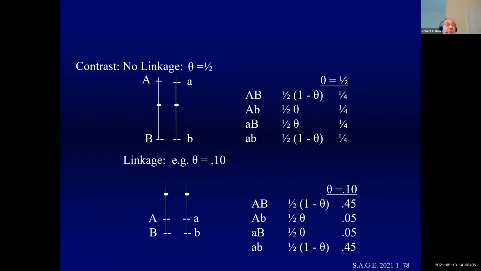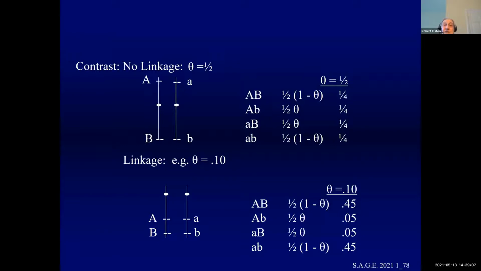But contrast this now with linkage. And let us suppose, for example, that the recombination fraction is 0.1. Now look at the probabilities of these haplotypes, which are 1/2 (1 minus theta), 1/2 theta, 1/2 theta, and 1/2 (1 minus theta). And you see immediately when theta equals 0.1, these probabilities are no longer a quarter, but 0.45, 0.05, 0.05, 0.45. So that's the whole point of linkage analysis. You find that the haplotypes do not segregate independently to the offspring because there may be recombination. And remember, a recombination is an odd number of crossovers.